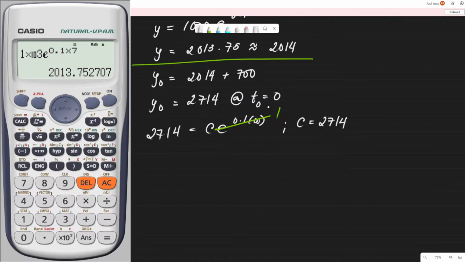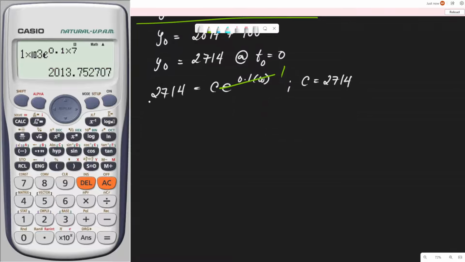Pero pwede kasi kayong mag-compute ng C kahit hindi 0 yung value ng time. Kailangan mo lang, of course, i-divide yung e raised to RT dito sa ating y sub 0 para makuha mo yung C. Okay? So, ayun ha, be careful lang. Okay, so we have y is equal to 2,714 e raised to 0.1 times t.